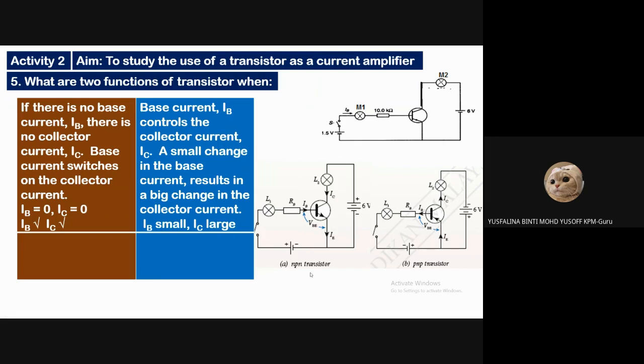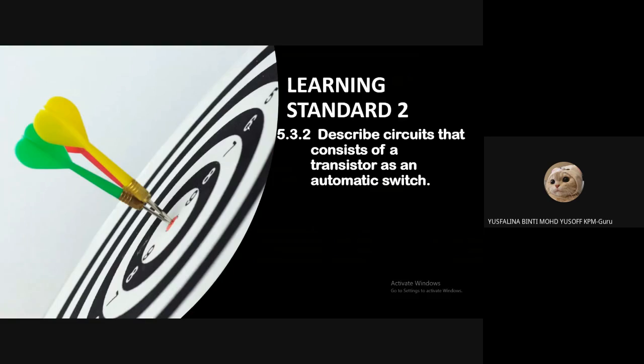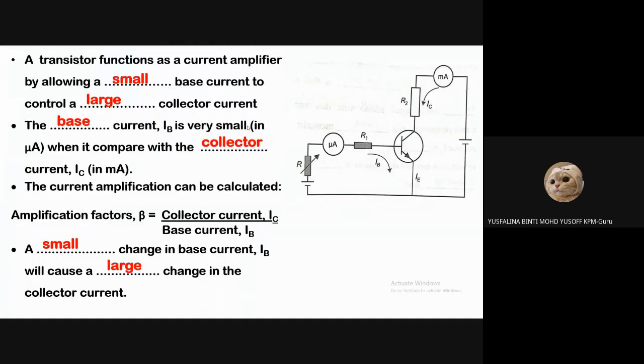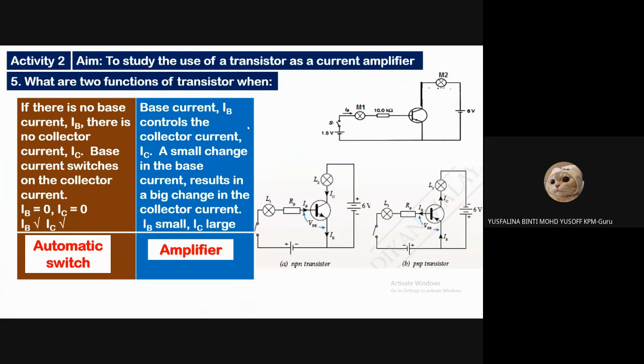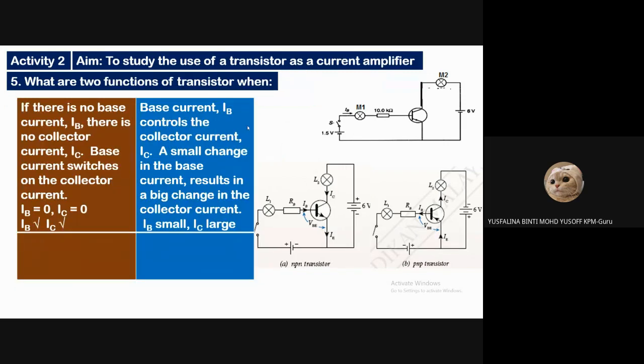So I will stop when we finish the current amplifier. After that, the automatic switch we will discuss tomorrow, because I don't want too much information at once, or you will forget. Next, if there is no base current, there is no collector current. Of course, when IB is zero, IC is also zero.